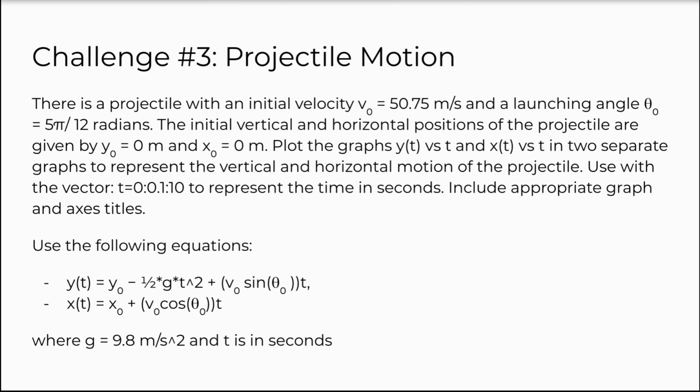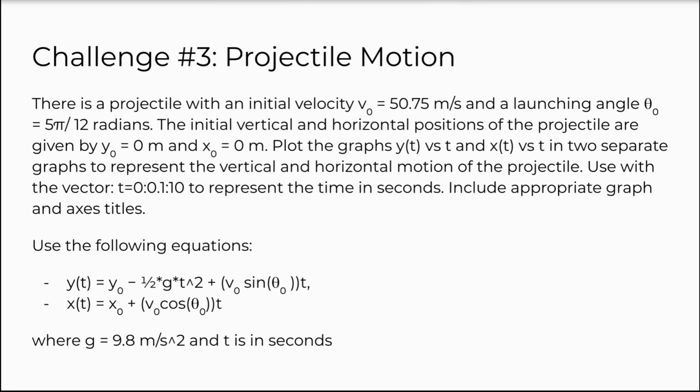So for the third challenge, we're going to do a physics type problem involving projectile motion. So for this problem, you have a projectile with initial velocity of 50.75 meters per second, and it launches at an angle of 5 pi over 12 radians. You're given that the initial horizontal and vertical positions of the projectile are at 0 and 0 for both y and x.